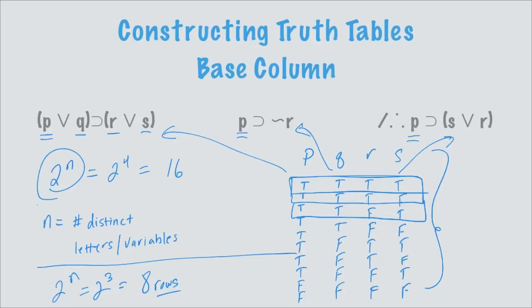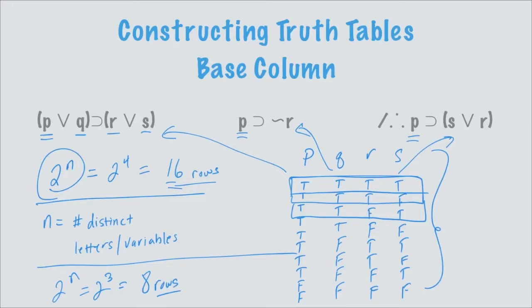So this is the formula. I look at the number of distinct letters. I take my 2 to the n, replace the n with the number of letters, 4, and then I just do the math. That tells me I now have that number of rows. So in this first example I gave you here, it's 16 rows. If we look back at the previous problem that we just worked on, 2 to the n, there were 3 distinct letters, P, Q, and R. That meant there were 8 rows, and when you then construct the table, you start with 8 rows.